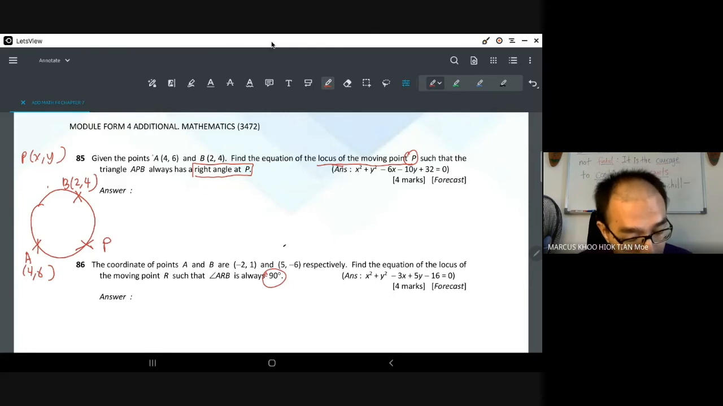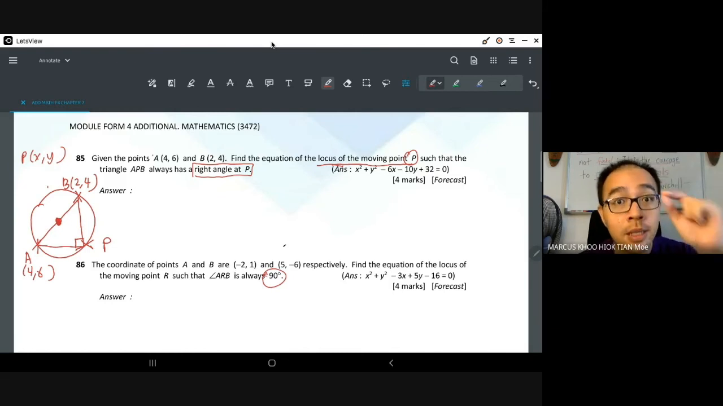Can I find the center? Can. And why do we want to find the center? Hold on. So this is the locus because it always forms a 90-degree angle. I need to find the center because the locus is a circle, and for a circle you must have one fixed point, one moving point, and the distance.